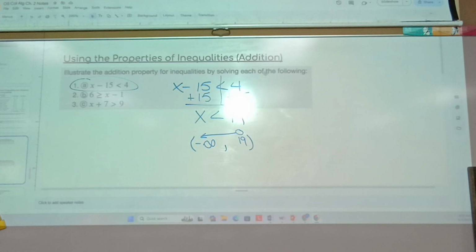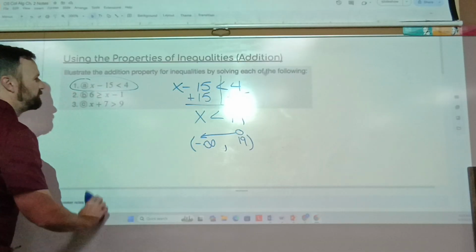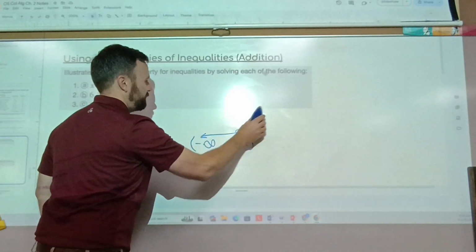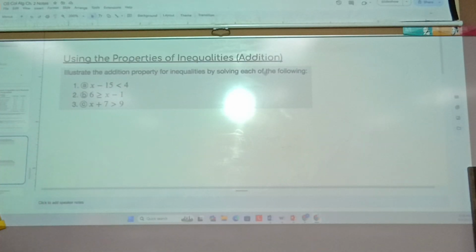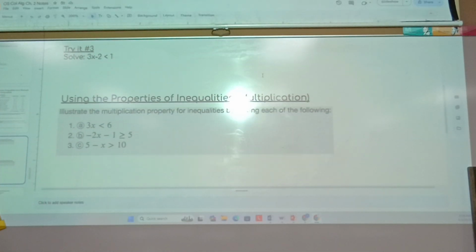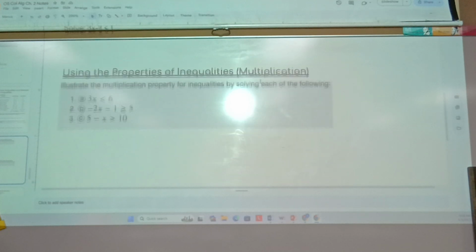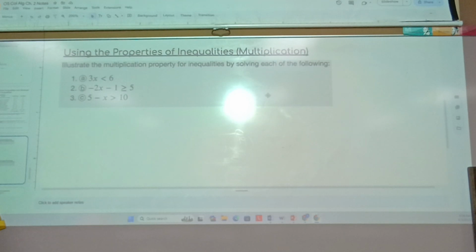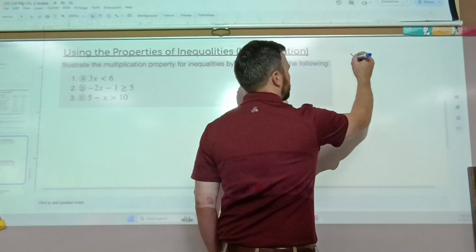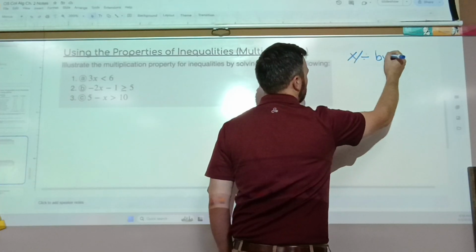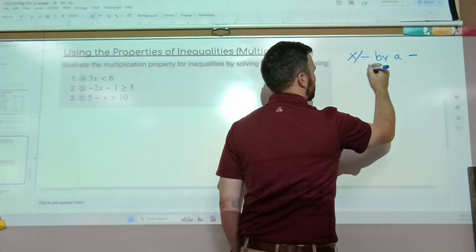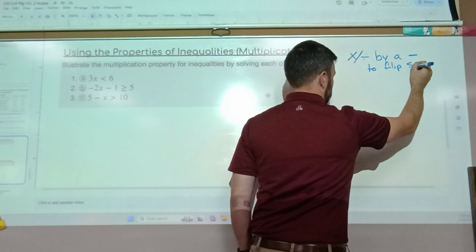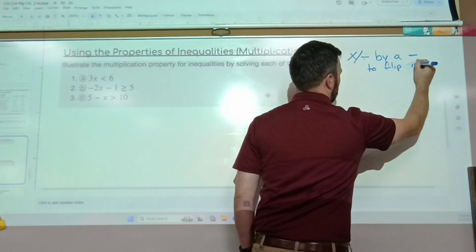You guys think you're good if we're just adding and subtracting to solve inequalities? All right, let's get to the ones that can be a little bit more brutal. No story problems today, by the way. Let's look at what happens when we have to use the multiplication property. So again, treat it just like an equality. The only difference is, don't forget, if you multiply or divide by a negative, to flip the inequality sign.